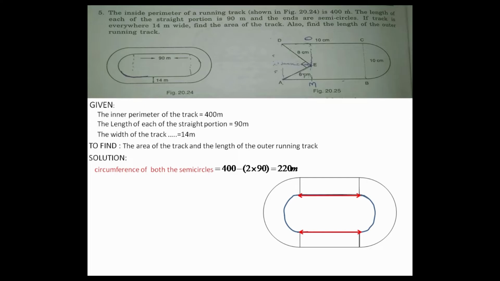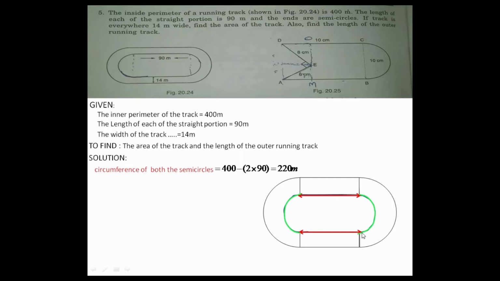What have I done? I have subtracted these two red lines from the whole inner perimeter. You guess, if I subtract these two red lines you can see from this whole inner perimeter, what will I get? After subtraction, I will get these two blue lines. These two blue lines are the circumference of both the inner semicircles.